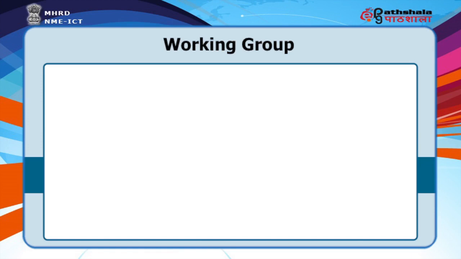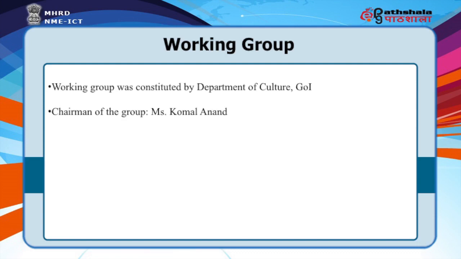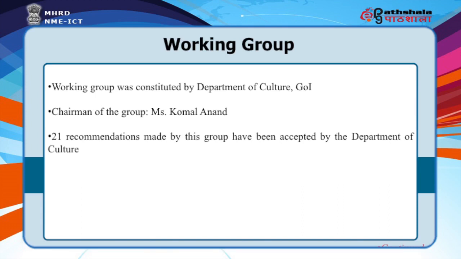Next is the working group. The Department of Culture found that certain recommendations made by the Empowered Committee were difficult to implement. It constituted a working group under the chairmanship of Ms. Komal Anand, the then Secretary of Department of Culture, with President ILA as a member. The working group considered the recommendations of the Empowered Committee and made in all 21 recommendations, which were deemed to have been accepted by the Department of Culture.